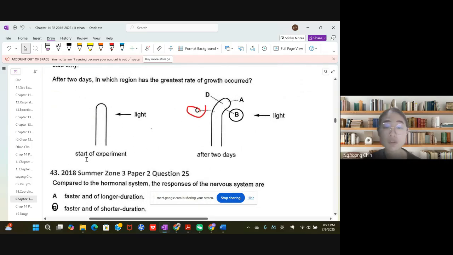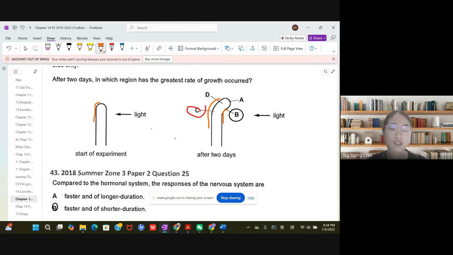When the shoot grows, it grows in the direction of light. That means it will bend its body, like this. Whenever it bends, you can see this side elongates more compared to this side. It is increasing in length because it needs to bend to the right side. So this region C has the greatest rate of growth. Do you know why it has the greatest rate of growth?